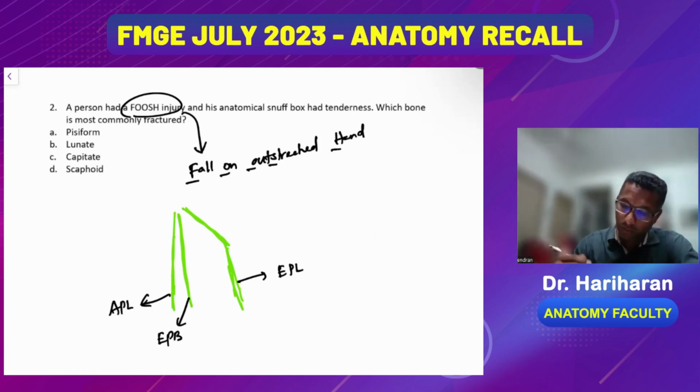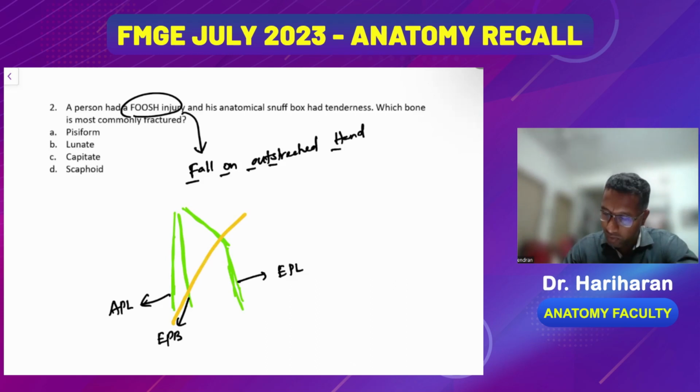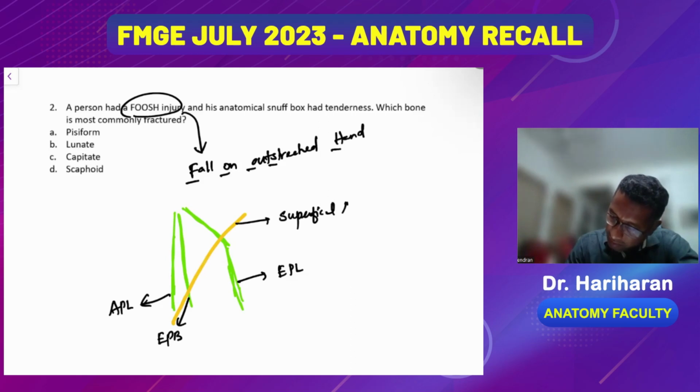If you see the roof of the anatomical snuff box, apart from skin and superficial fascia, one important nerve runs in the roof. The nerve which runs in the roof of the anatomical snuff box is nothing but the superficial branch of the radial nerve.